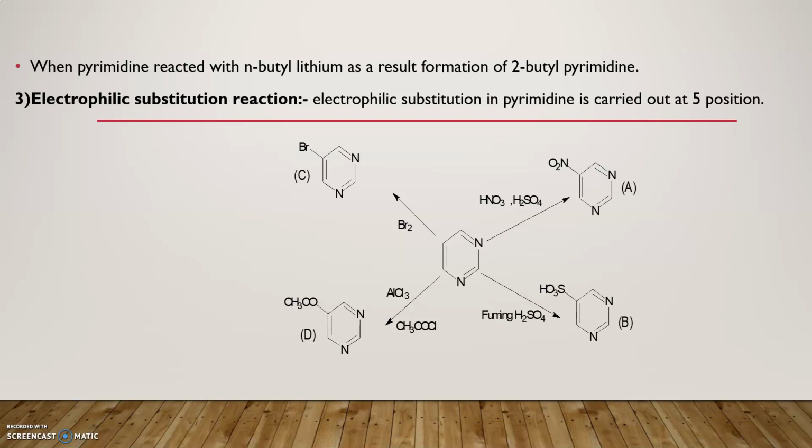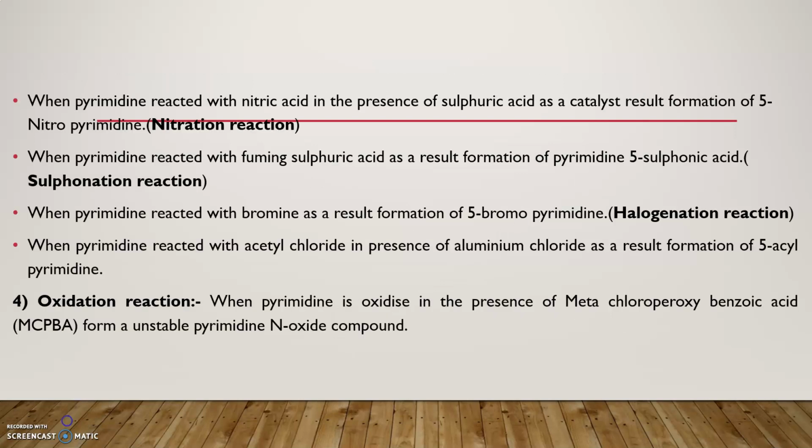Now we'll see the various electrophilic substitution reactions. To carry out an electrophilic substitution reaction of pyrimidine, we require drastic conditions. When pyrimidine is reacted with nitric acid in the presence of sulfuric acid as a catalyst, there is formation of 5-nitropyrimidine. That reaction is also called the nitration reaction of pyrimidine.